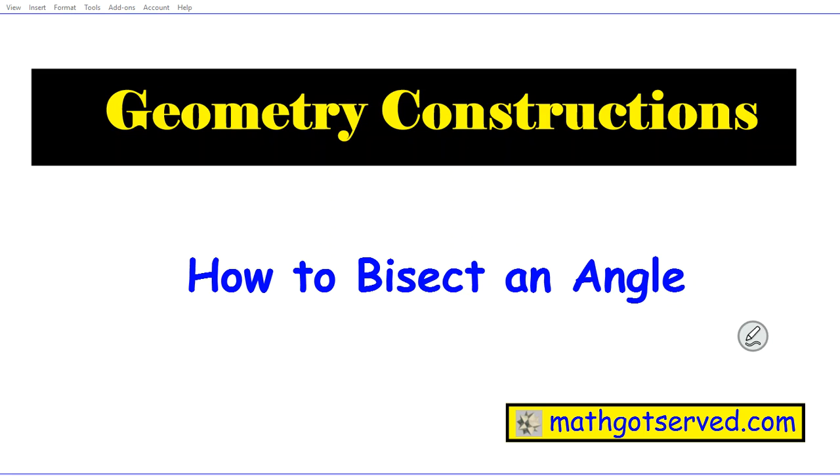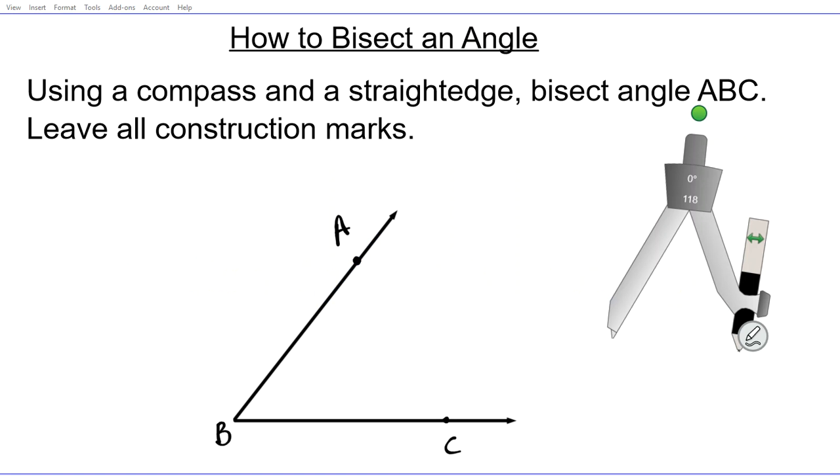In this clip, we're going to be going over our geometry construction on how to bisect an angle. So the instructions are as follows. We are to use a compass and a straight edge to bisect angle ABC. So we have angle ABC here, and we also are instructed to leave all construction marks.